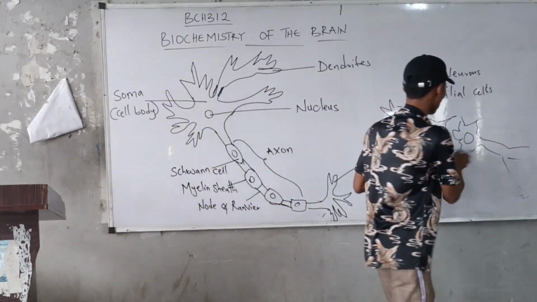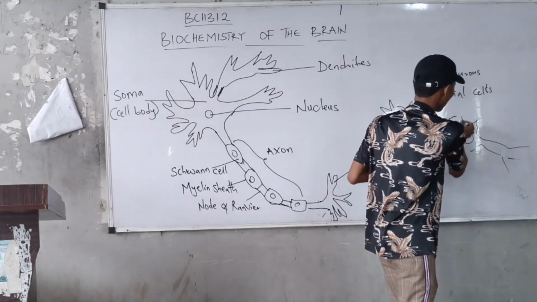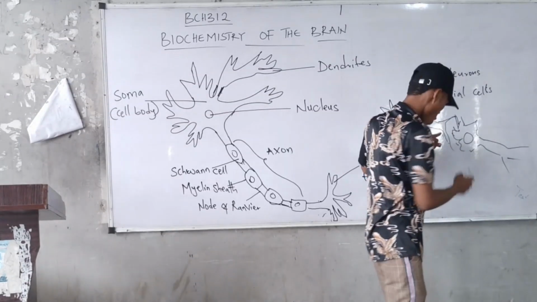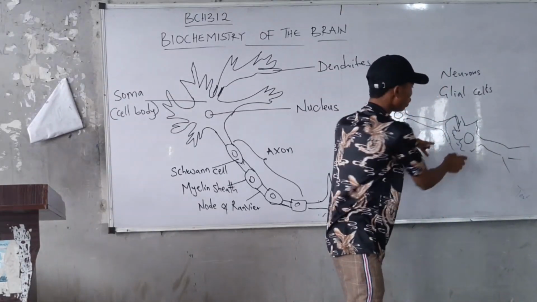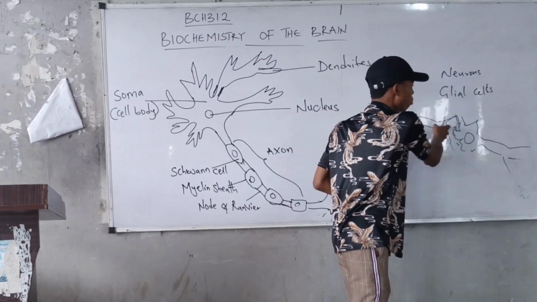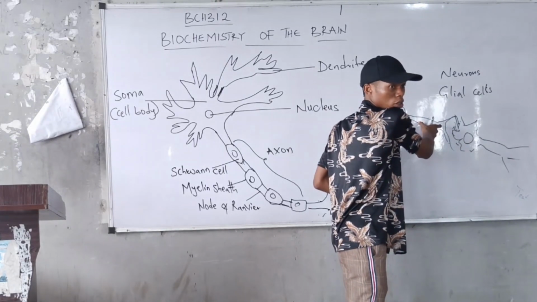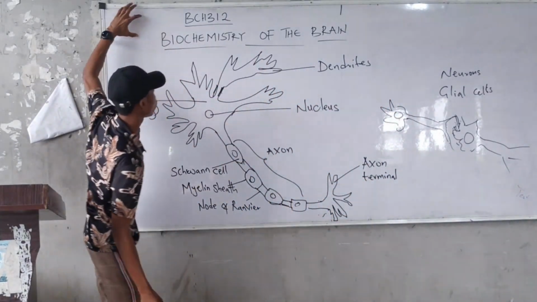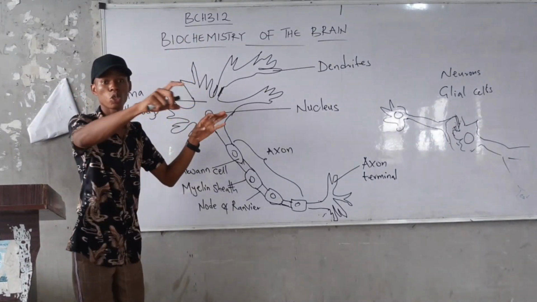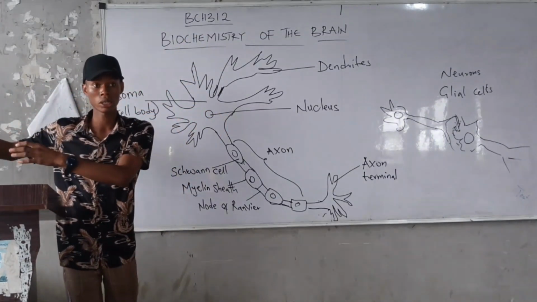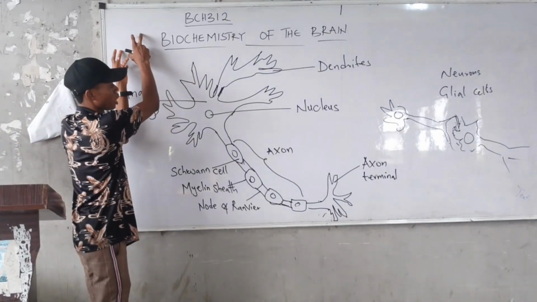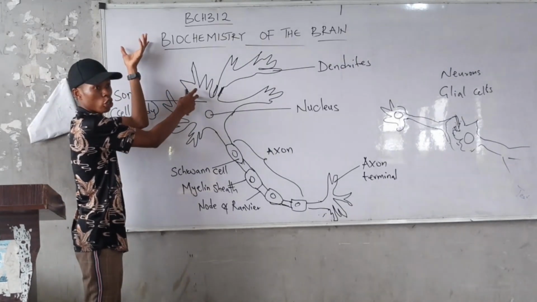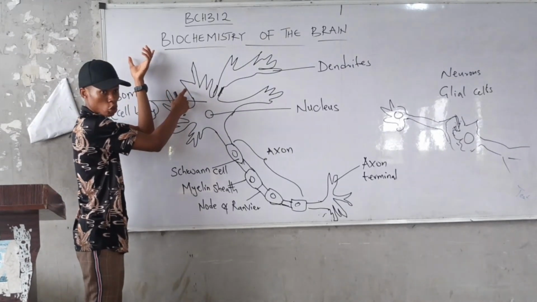Now, the dendrites receive impulses. Look at the dendrite of one neuron here, connected to the tail, let me call it the tail, of another neuron. So this dendrite now receives information from this other one. Do we get it? So the dendrites receive information. Now we have so many neurons connected to each other. This one receives information from the other neuron through the dendrites. Do we get that now?